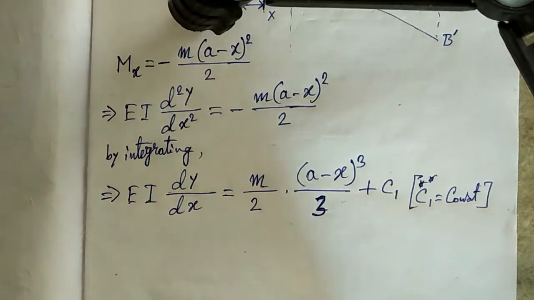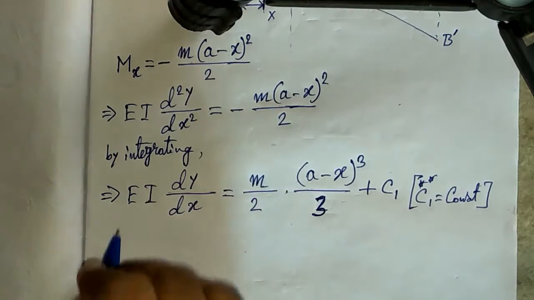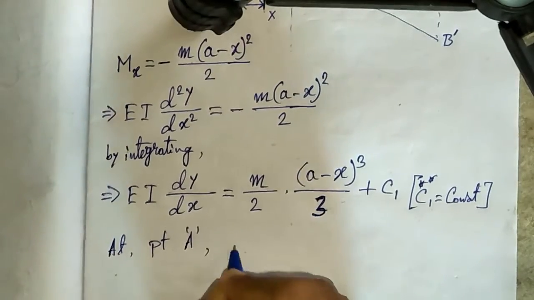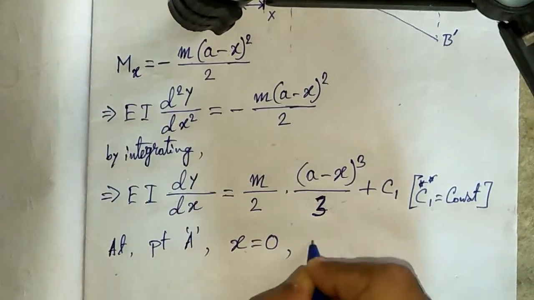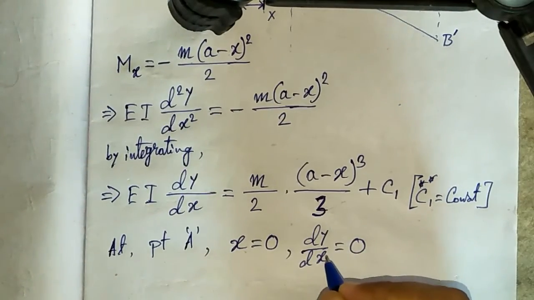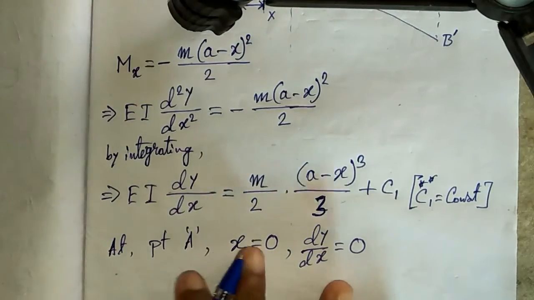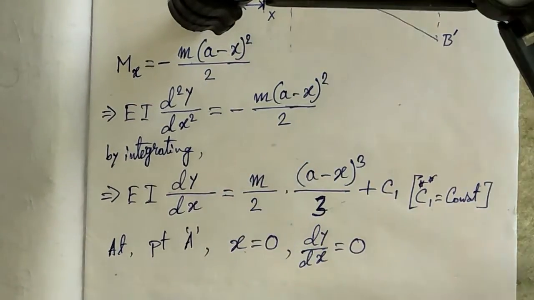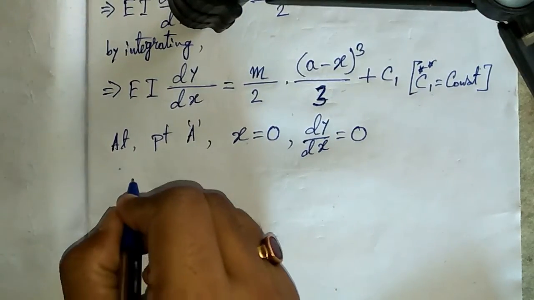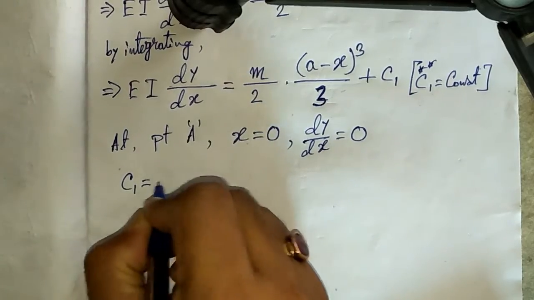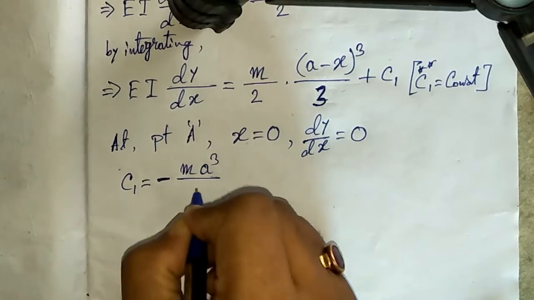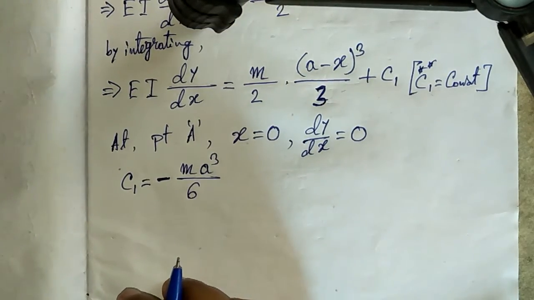Now the boundary conditions at point A: at point A the x value is 0, as well as the value of dy by dx is also 0. By substituting these boundary conditions into the above equation, we get the value of c1. So the c1 value is minus M a cube by 6.